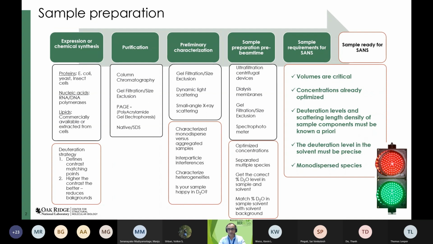Like I said, the scattering length density of the sample components and the buffer should be known a priori. This is also necessary for proteins, nucleic acids and lipids. And you need to have monodispersed species in order to have a proper way to analyze the data.